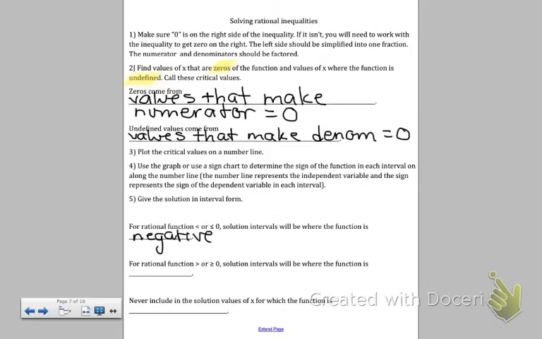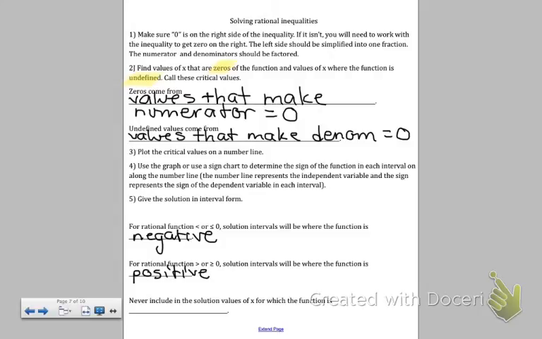Okay. If we're asked for the rational function to be greater than or equal to 0, we're looking for those solution intervals where the function is positive. Now remember that the difference in less than or greater than, or less than or equal to, you can't have less than and greater than, greater than or equal to is going to come down to whether you're using parentheses or whether you're using brackets.